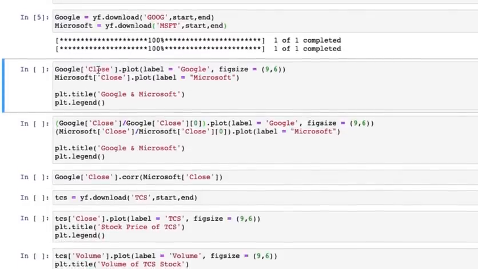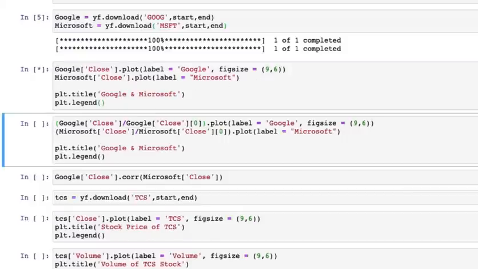That's why I've used Close over here. You see, Google is the variable for share market data of Google. So I write Google and in the bracket I put Close because I want to just show the closing price, not the open price or the day's high or day's low. Same for Microsoft, and then we will plot it. That's why dot plot is used over here. And obviously you can put a size here. I have given 9 by 6 size, and yes, just show the plot.